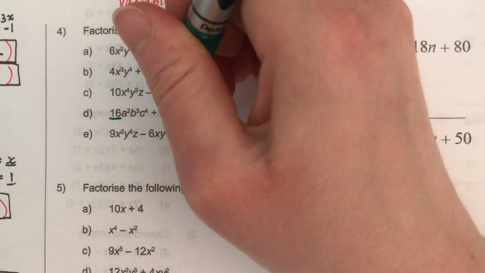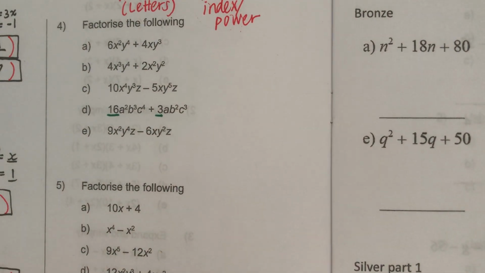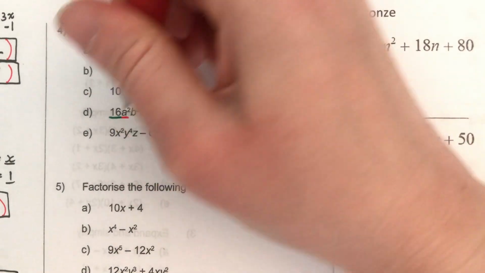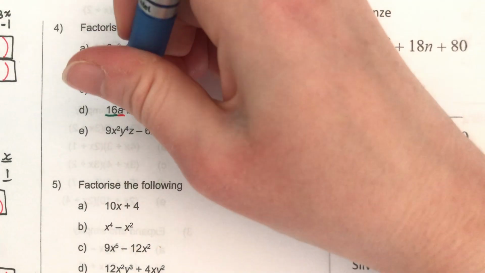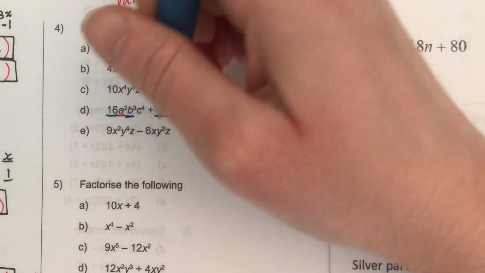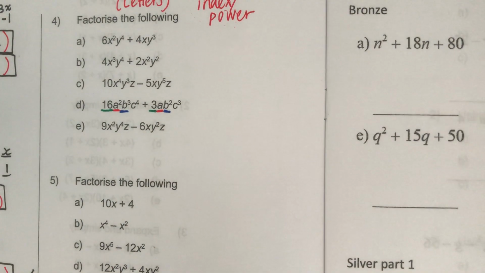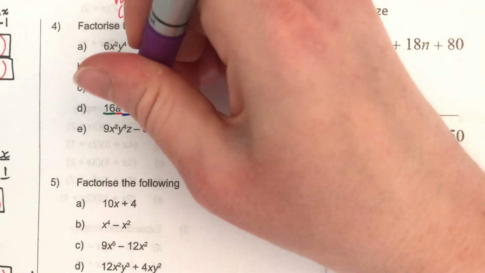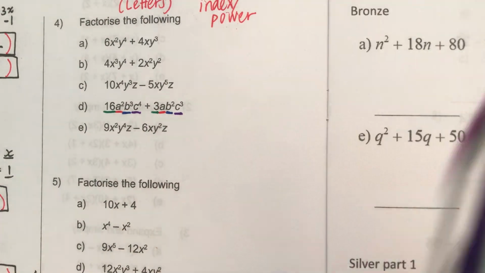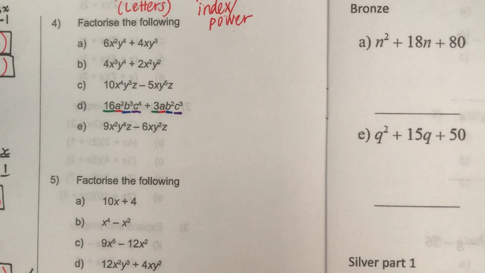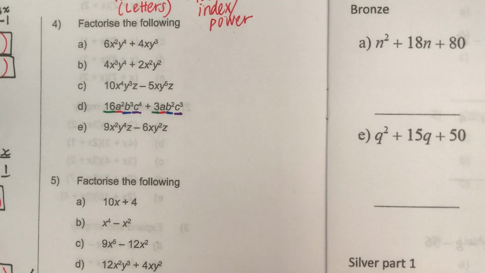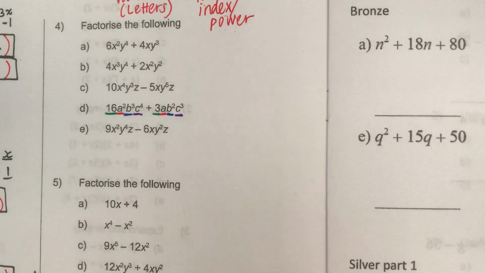I have 16. And then I'm going to try to use as many different colors as I can. I have a squared and a there. I have b cubed and b squared. And then I have another purple pen. I have c to the power of 4 and c cubed. Okay, so we want to look at each group individually. The A's go with the A's, B's go with the B's, C's go with the C's.